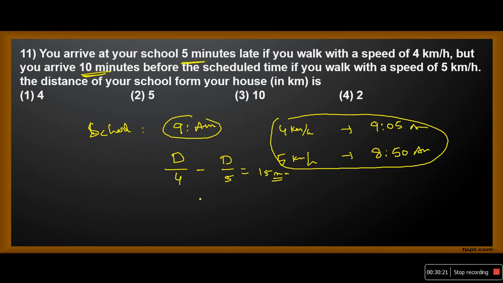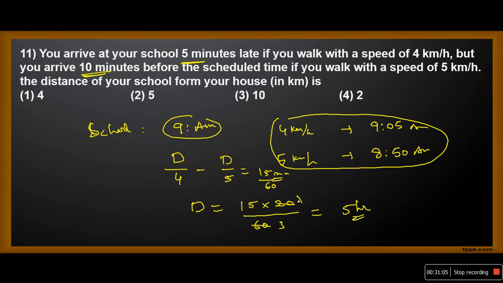Now, on simplification, what will you get? D is equal to 15 into 20. This is in minutes. I have to convert it in terms of hours, so 15 by 60. 15 by 60 into 20, 3 fives are 15, 3 twenties are 60... 15 by 3 equals 5 hours. Is it clear? D by 4 minus D by 5 is equal to 15 minutes. I am converting the minutes into hours.